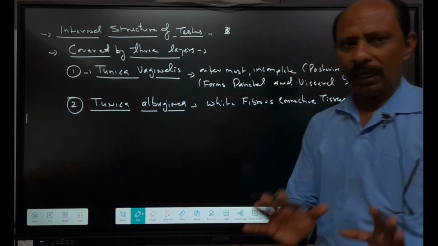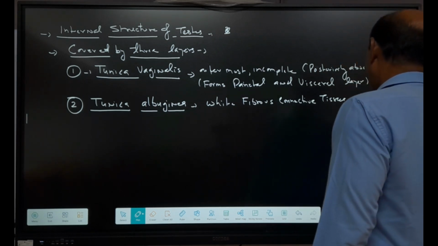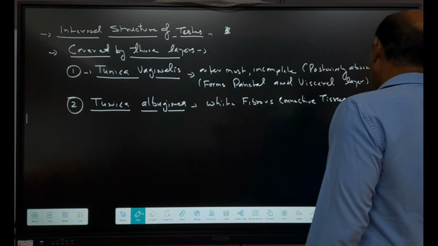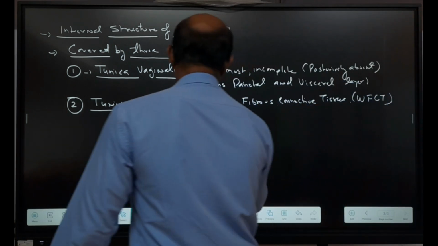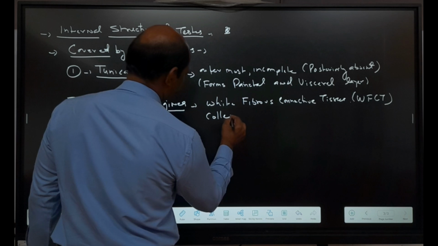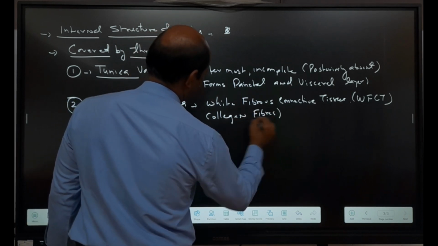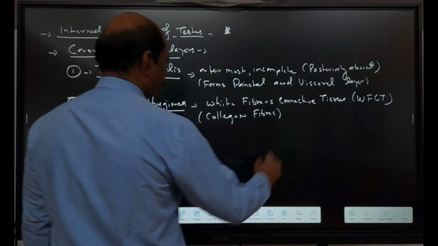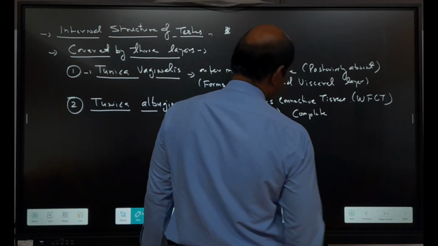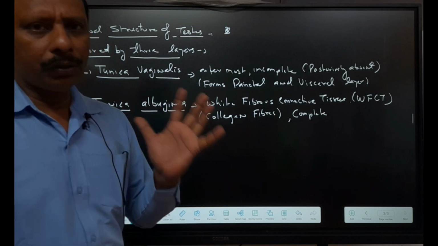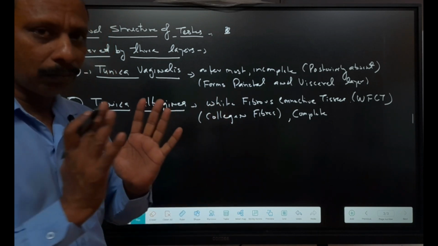Mostly our organs have a covering. Which covering is made up of? Simply we write here WFCT, white fibrous connective tissue, and that is collagen fibers. And it is complete. Complete means it covers from all sides, right? And at the posterior side, it is more thick.